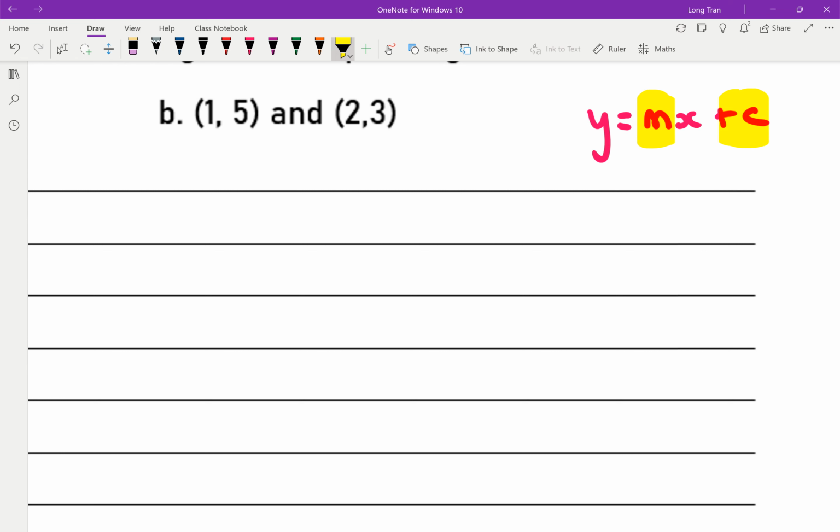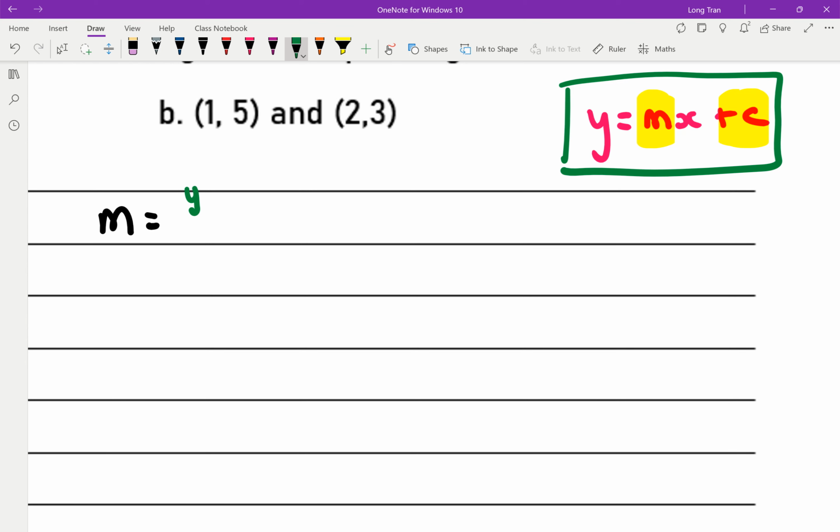Okay? So how to find m again? Let's go back to the rule. How do you find m? Y equals mx plus c. Yep, that's true. That's the rule. But I want to find m. How do you find m again? y2 minus y1 and x2 minus x1.